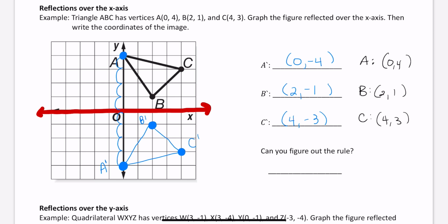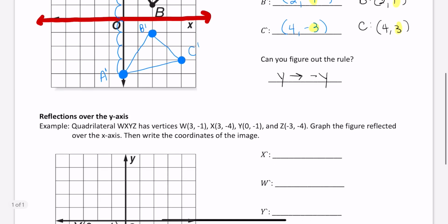So I hope you can see after writing these points out that the only thing that changes between our image and our pre-image is our y values. All of our y values became negative. So when we're reflecting over the x-axis, the rule is that every y coordinate turns into a negative y.